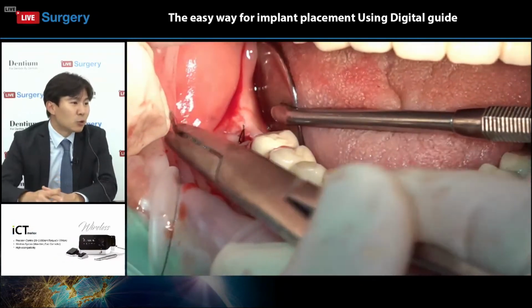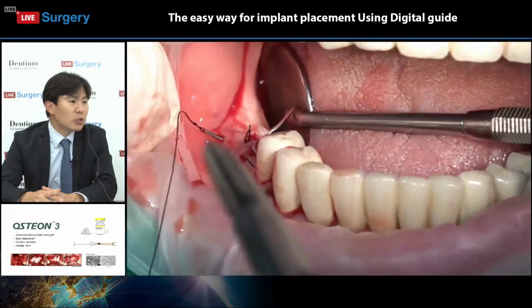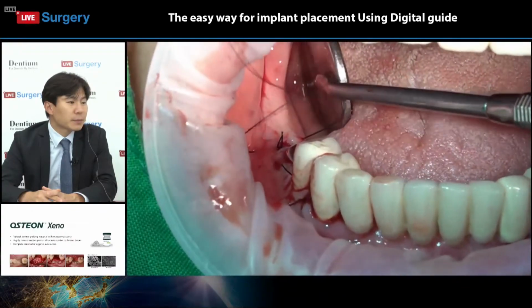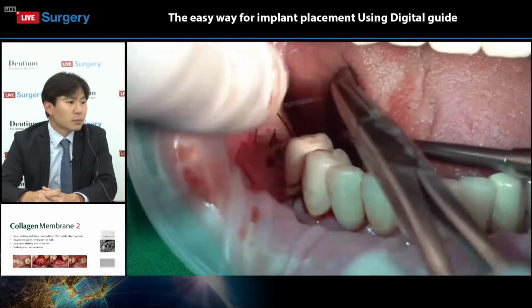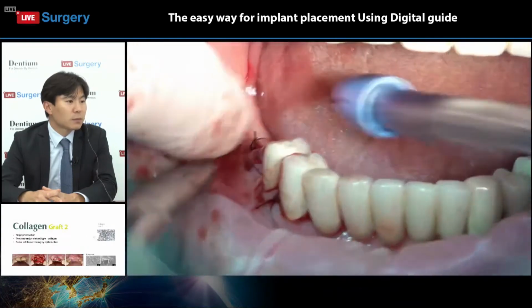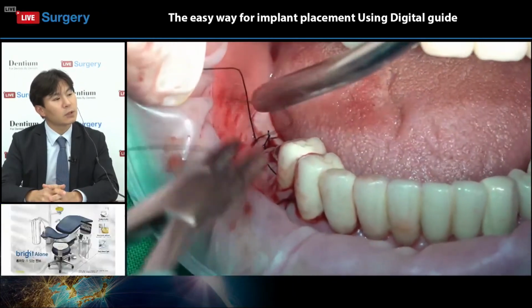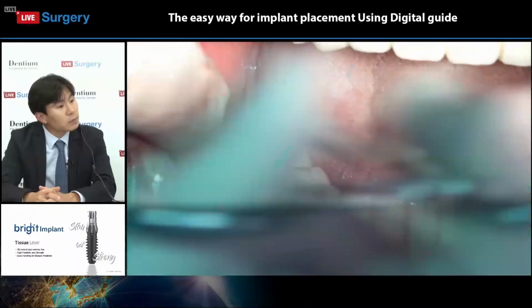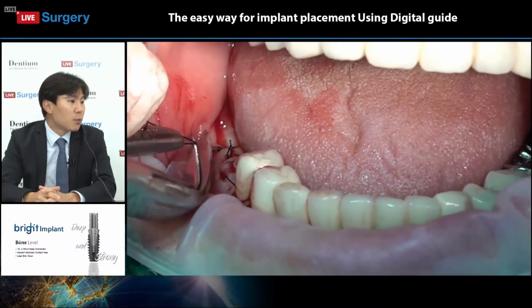The patient is very exhausted, and just one stitch is left. The surgery is almost over. And we will have a break time.